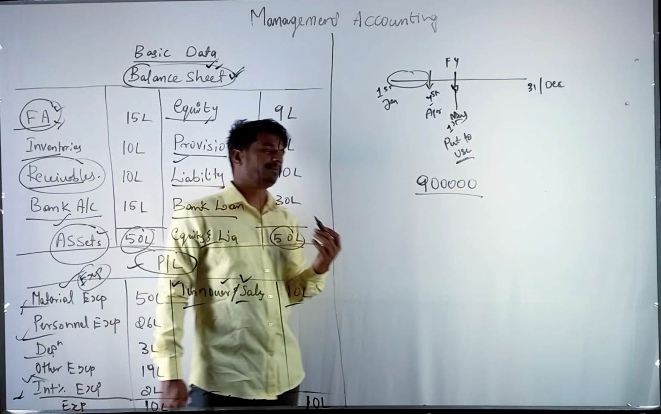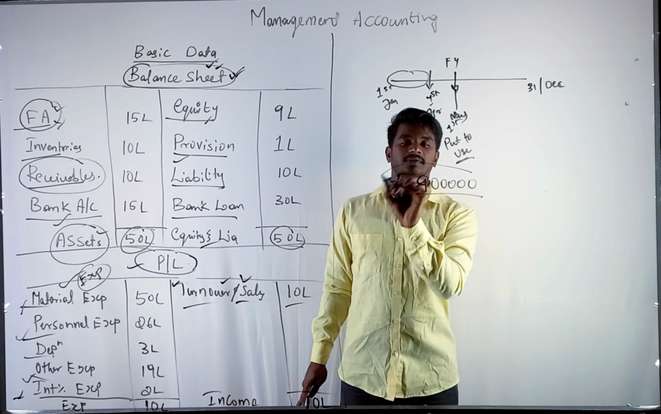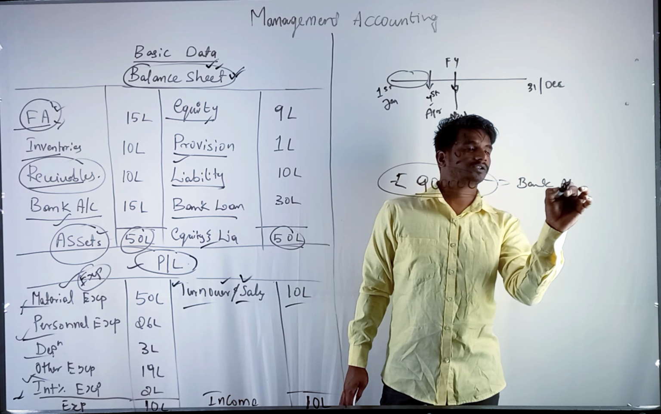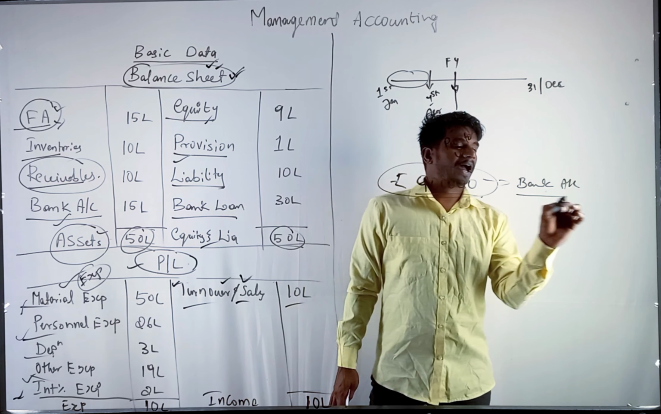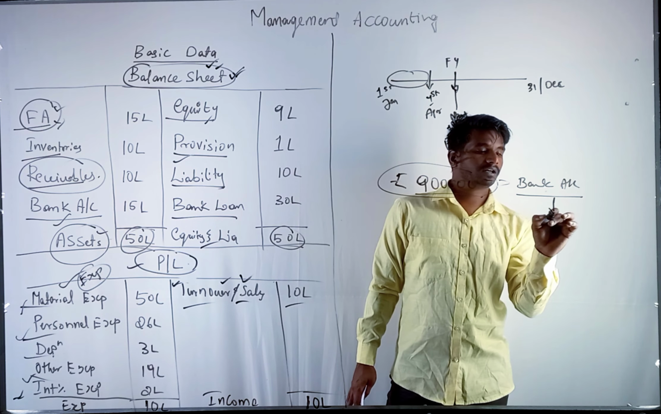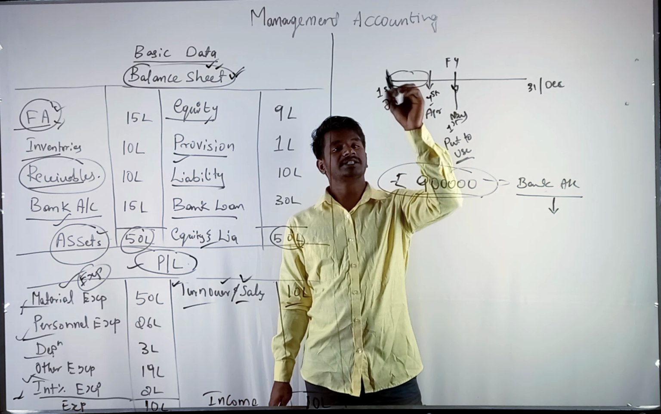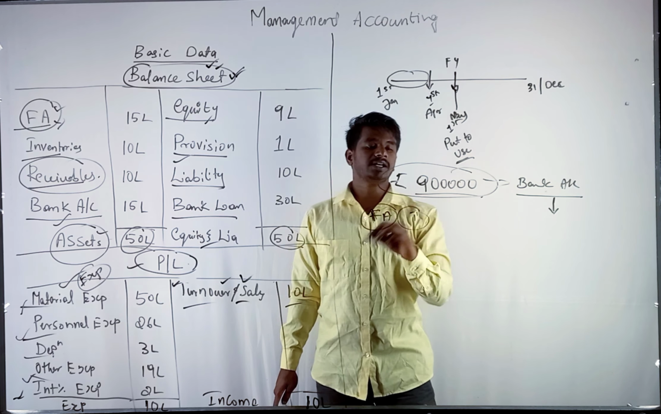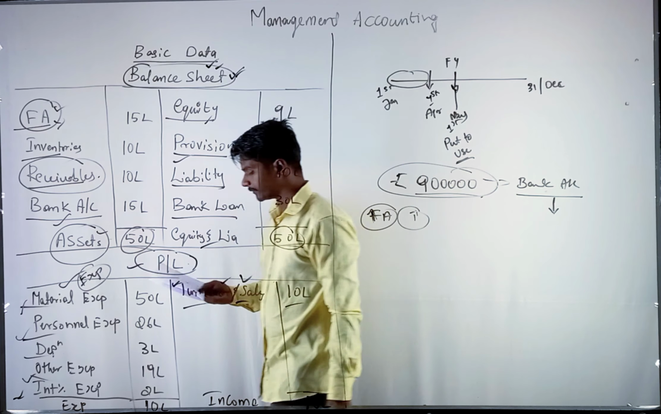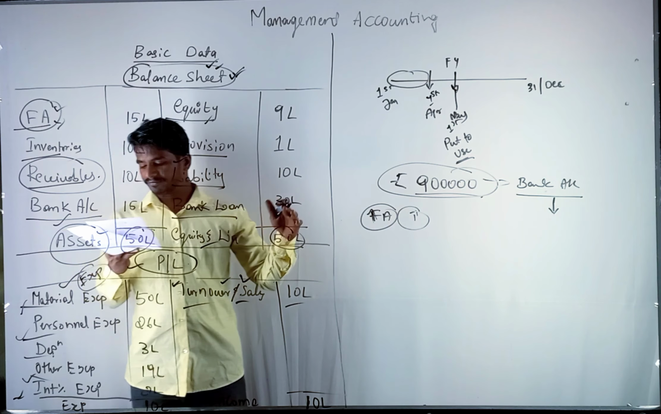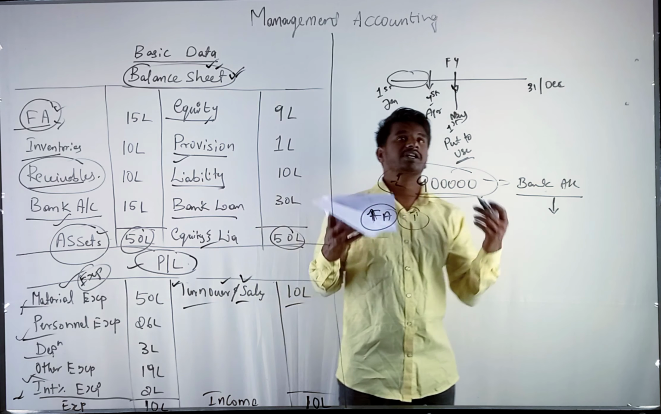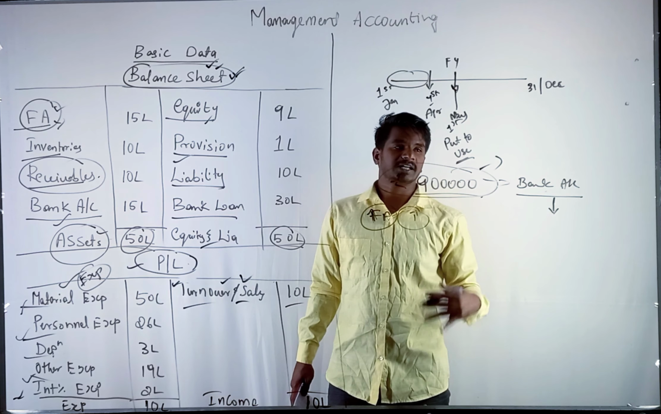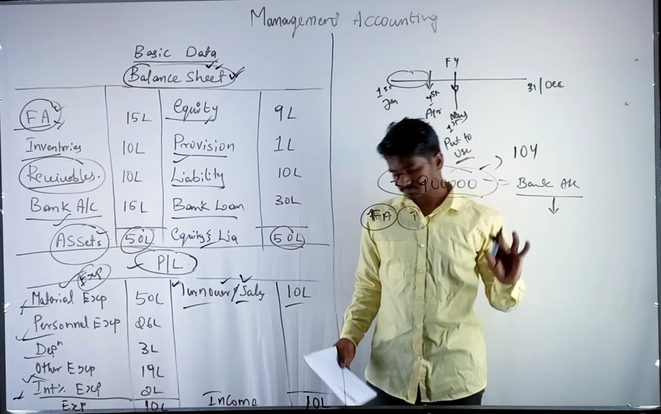Amount paid by the bank, whatever these 9 lakh is, you have paid through bank account, which means your bank balance will go down, and whatever machinery we have purchased will go to the fixed asset. In fixed asset, we will increase the balance by 9 lakh rupees. Now, useful life of the machine is 10 years. We purchased the machinery on 1st April, and its useful life is 10 years, right?